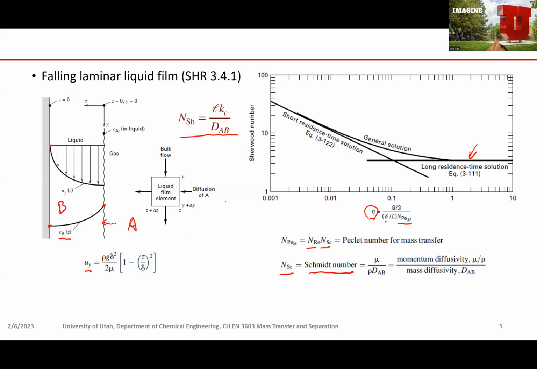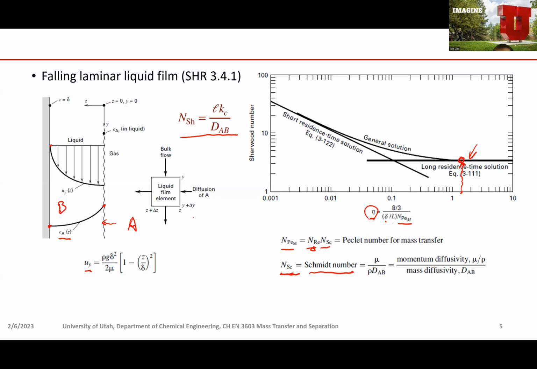Now if you want the Sherwood number, then given this problem, you can compute the Schmidt number. You can compute the Reynolds number. That will give you the Peclet number. And if you plug in the Peclet number into this equation, that will tell you where your system is on this figure. For example, if you plug in all the numbers, you find out eta is here. Then if you go up, you'll find out your Sherwood number is at this point.